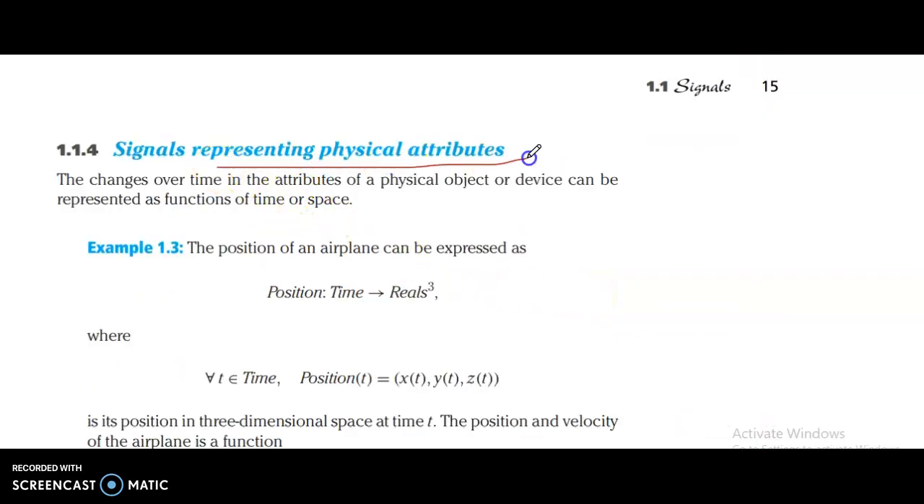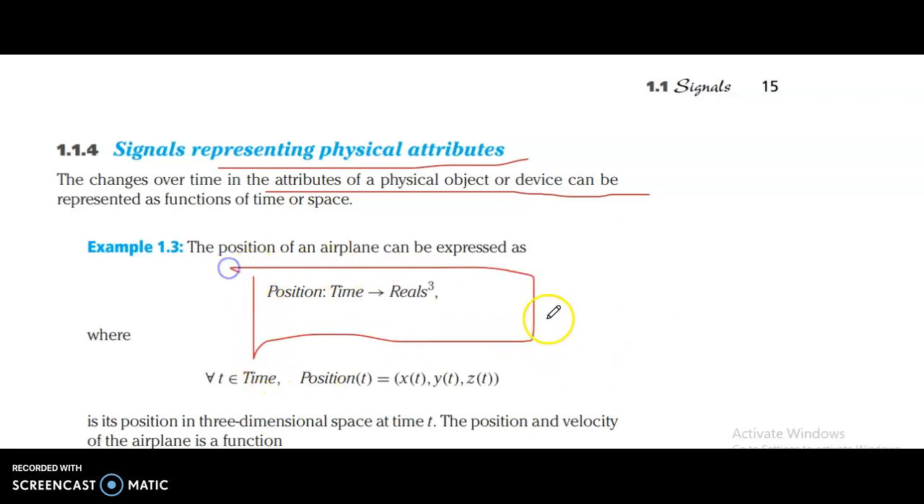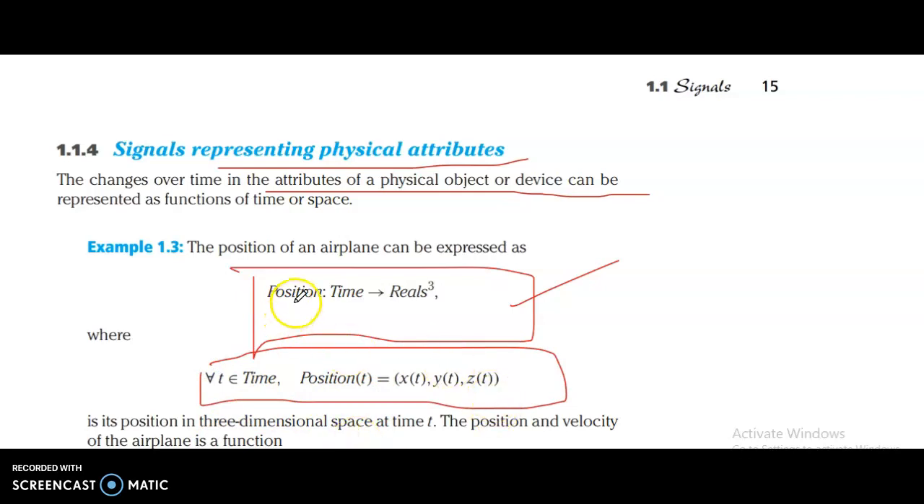Signal representation of physical attributes. The changes over time in the attributes of a physical object or device can be represented as a function of time or space. The position of an aeroplane can be expressed as position: time to reals. For all t belonging to time, position of t equal to x(t), y(t), z(t).